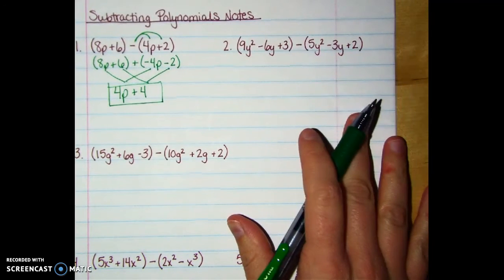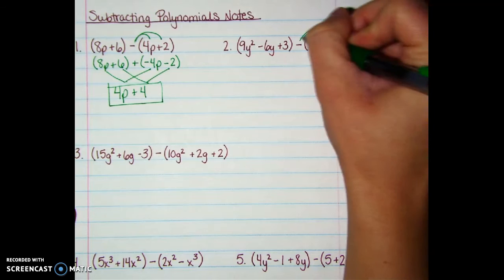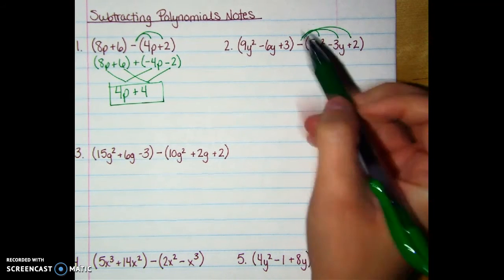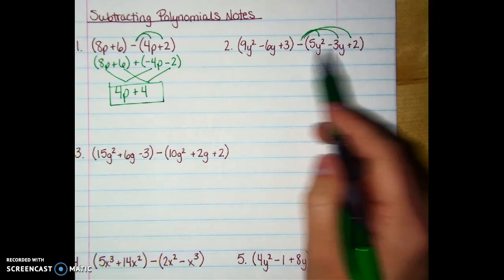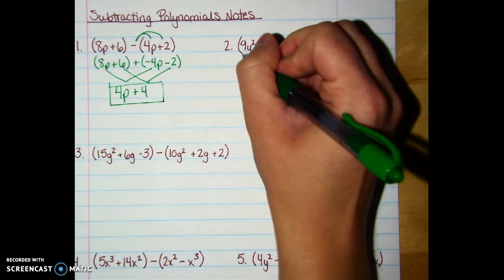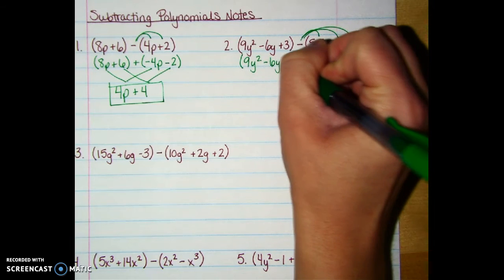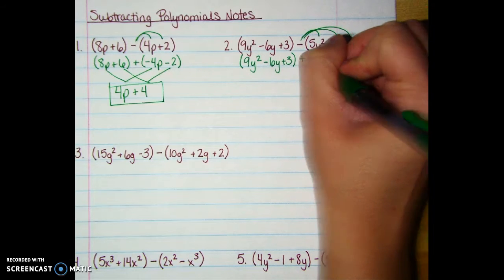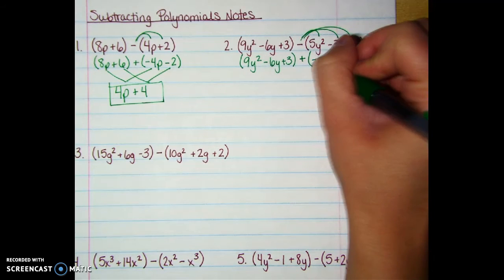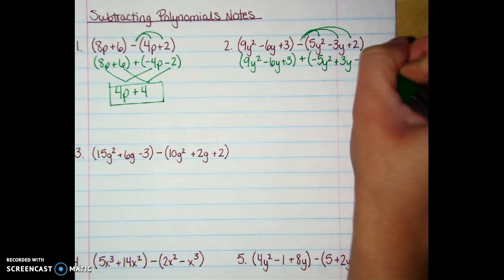Okay, let's look at number 2. This is a trinomial here. So distribute that negative sign. And no, you don't have to draw those lines if you don't want to. You can just go ahead and change all 3 of those signs if you want to. I'm going to write everything out. So 9y squared minus 6y plus 3, that first trinomial doesn't change. Switch it to adding, and now it's negative 5y squared plus 3y minus 2.